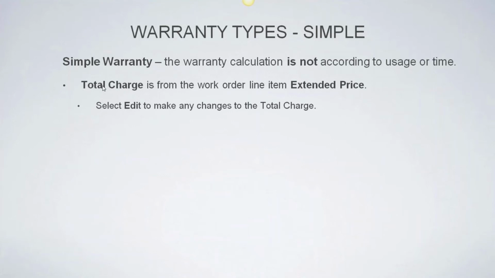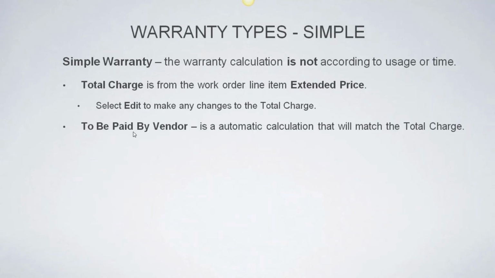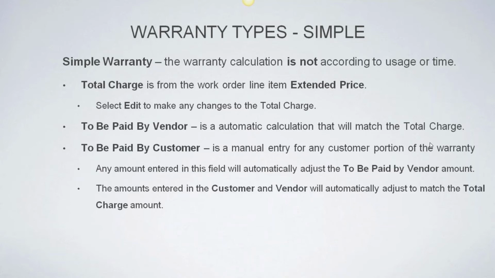Simple warranties. Total charge is from the work order line entry. It's the extended price from whether it's a labor line or a part line. Select edit to make any changes to the total charge. The to be paid by vendor is an automatic calculation that will match the total charge. The to be paid by customer is a manual entry for any customer portion of the warranty. Any amount entered in this field will automatically adjust the to be paid by vendor amount. Because it's $112, it's how much am I going to collect from the vendor and how much am I going to collect from the customer.